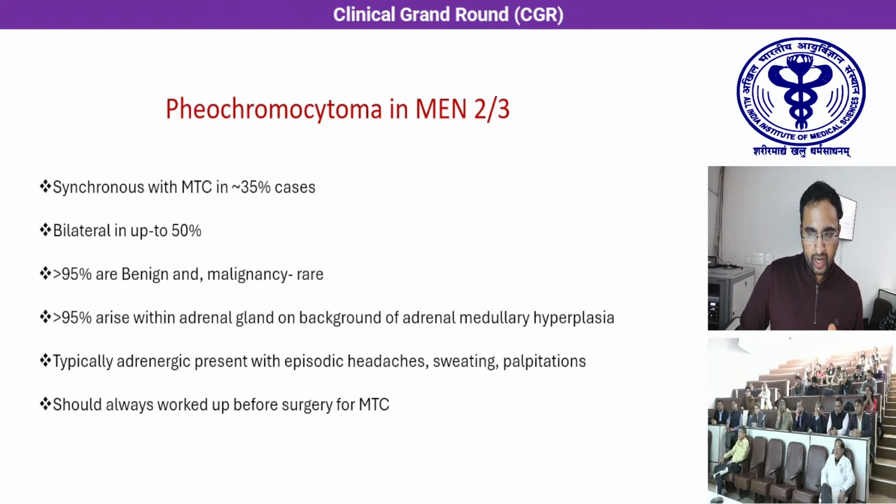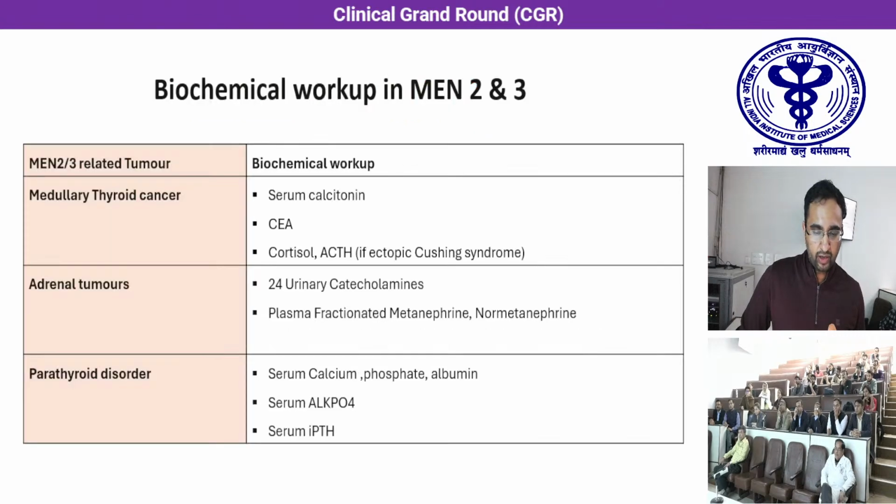So pheochromocytoma in MEN2 and MEN3 is synchronous with medullary thyroid carcinoma in around 35% of cases, and bilateral in up to 50% of cases. More than 95% of the cases are benign, and more than 95% arise within the adrenal gland. They are typically associated with adrenergic symptoms and should always be worked up prior to surgery for medullary thyroid carcinoma.